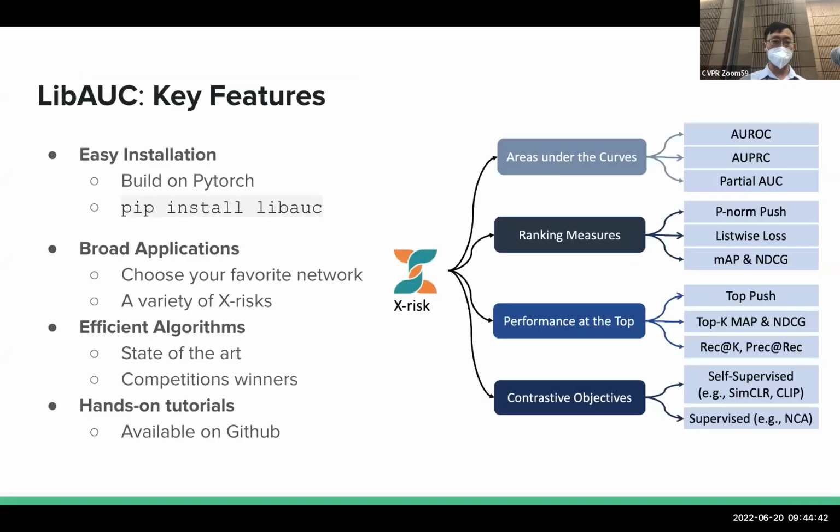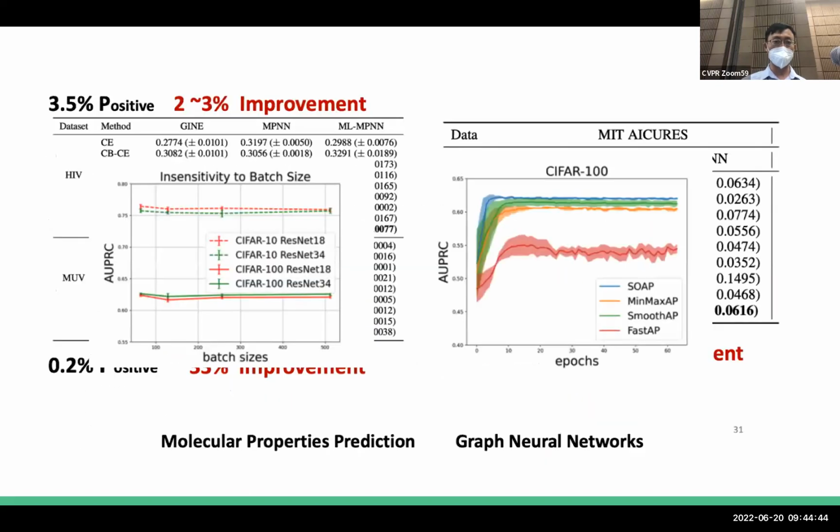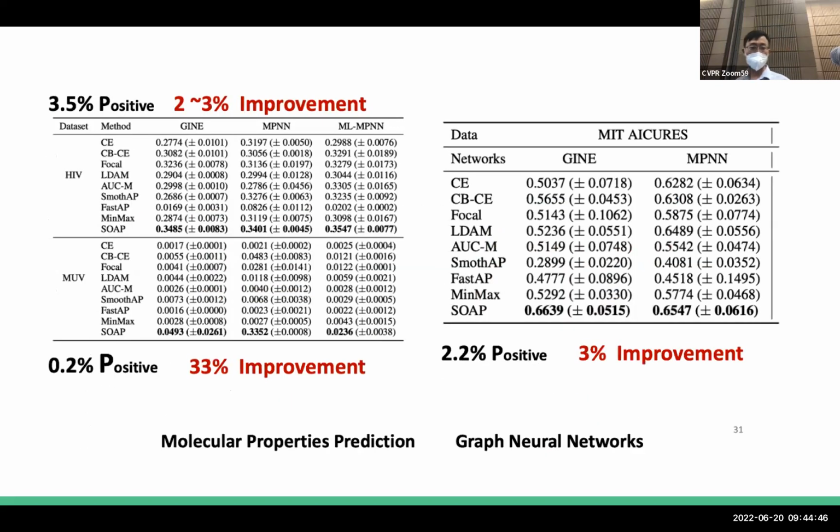And for molecular property prediction, we have seen even more imbalance, 0.2% of positive examples.